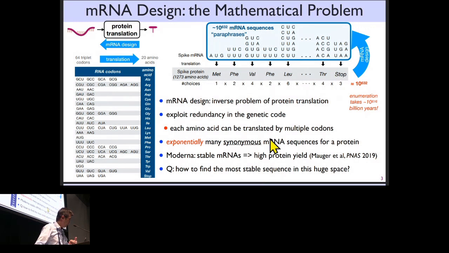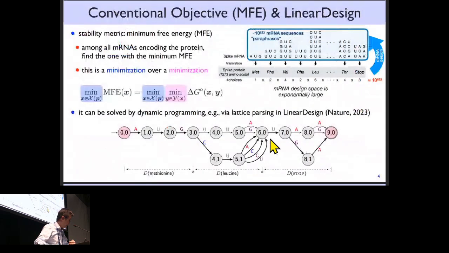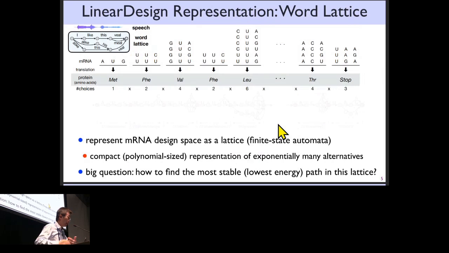In my past work, I had this linear design algorithm, which is a very simple dynamic programming algorithm to solve this problem, because here we want to find the most stable sequence in terms of the MFE stability. And MFE is another minimization among all the possible structures. So this is really a minimization over a minimization. That's why you can apply very efficient dynamic programming algorithms, for example, via lattice parsing, which we published in Nature. Here I'll just give you a brief overview of the linear design, and then we will extend it to ensemble design.